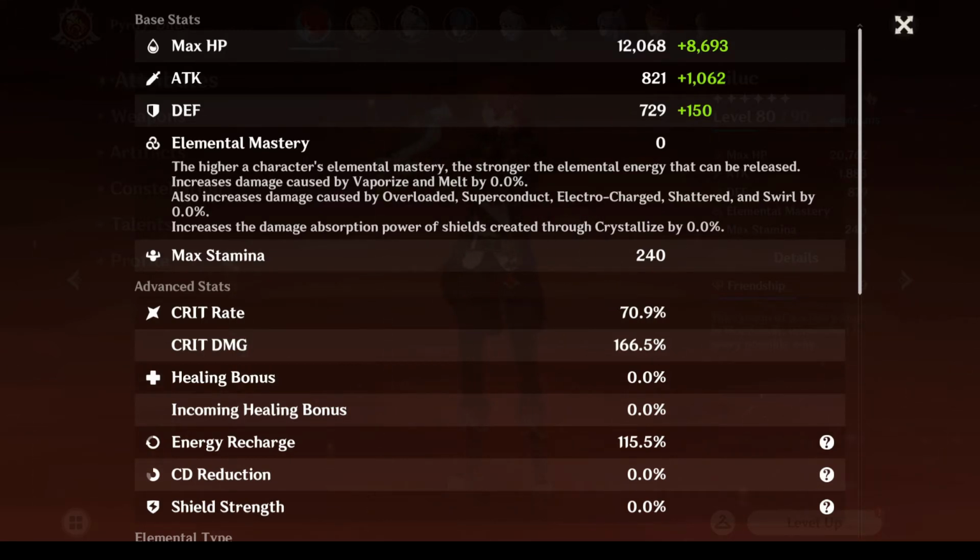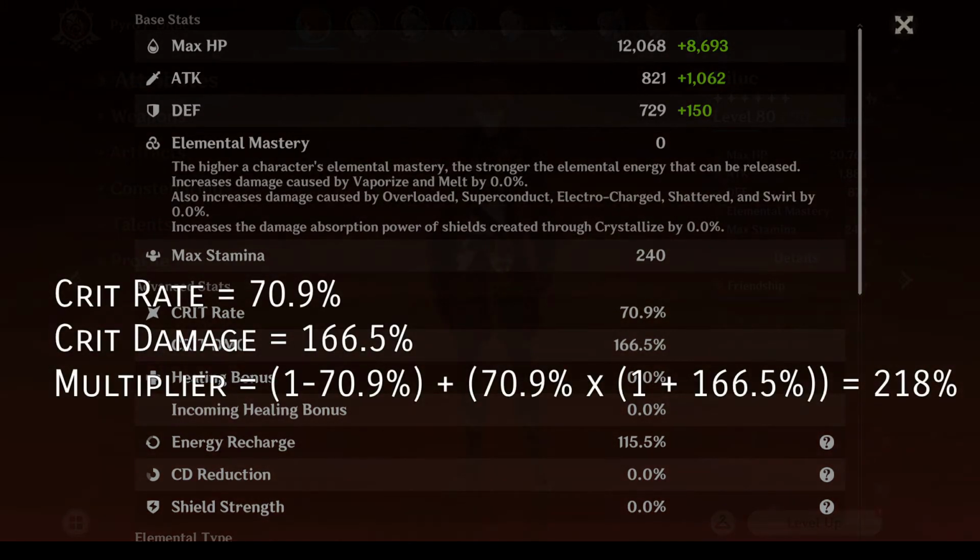So for Diluc, we're gonna go ahead and do the math just so you can see how it works. Again, we could look at the actual doc that I've pre-created, the numbers match up there. So Diluc has a crit rate of 70.9%, crit damage of 166.5. So to get our multiplier, we do the 1 minus 0.709, right? 70.9%, plus the 70.9% times 1 plus the 166.5 crit damage, 218%. That means on average, my attacks are going to get multiplied by 2.18.